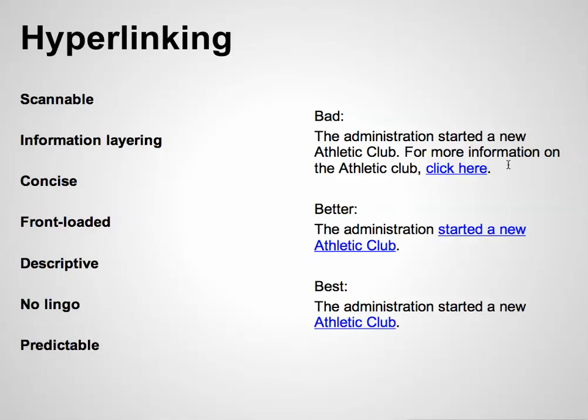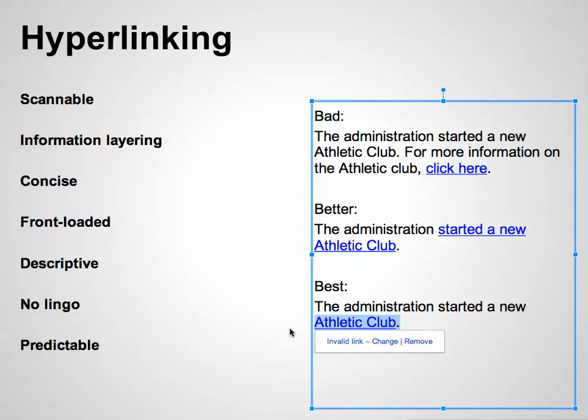And you know that because you get emails with weird links, and if you don't know where it goes, you probably don't click it. So never highlight "click here" and make that a link. You want the link to be descriptive. So if the administration is starting an athletic club, don't say "for more information, click here." Just say the administration started a new athletic club and then make "athletic club" the link. People will know exactly where it's going.